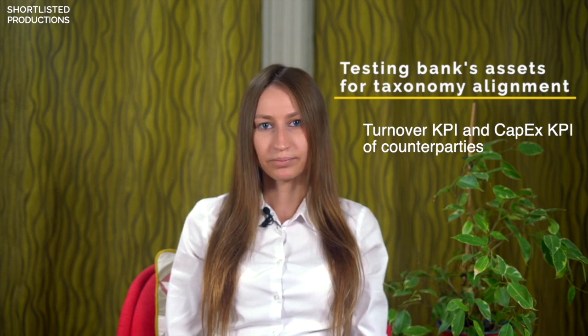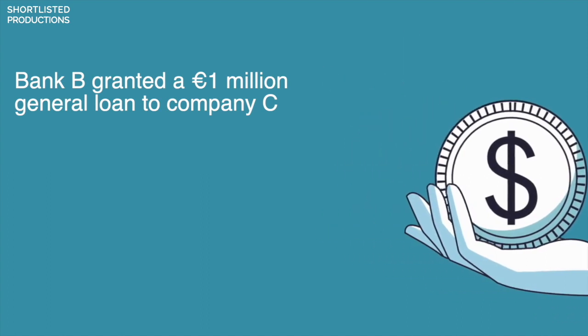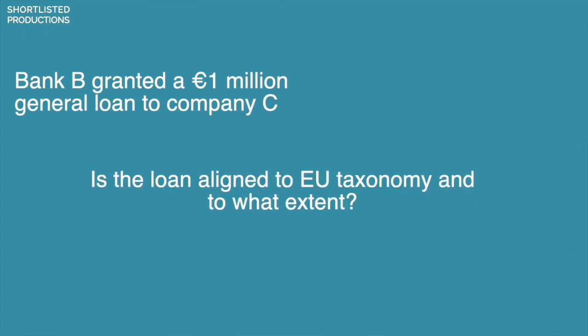In order to prepare taxonomy reports and calculate GAR ratios, we will need to test banks' assets for the taxonomy alignment. Regulators require banks to do this exercise twice, using the turnover and CapEx KPIs of banks' counterparties. Let's look at the practical example. Suppose Bank B granted a 1 million general loan to a company C. We want to know whether the loan is aligned with the EU taxonomy and to what extent.